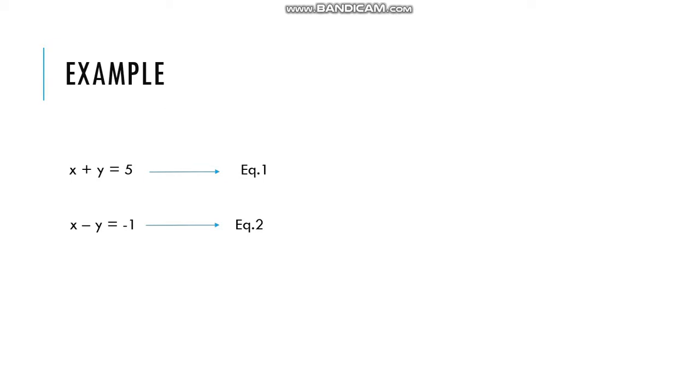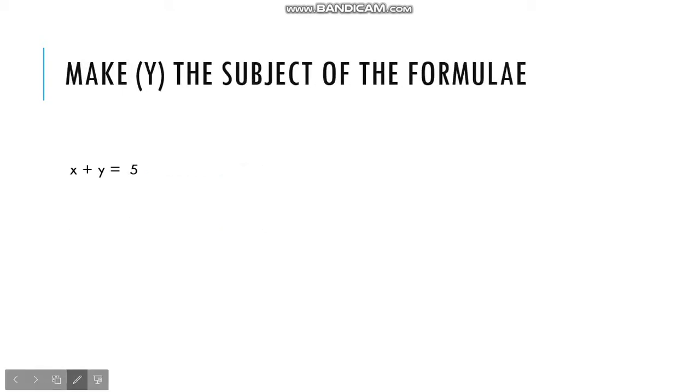x plus y equals 5 and x minus y equals minus 1. Let's start by making y the subject of the formula, by keeping it on the left side of the equation and moving any constants or variables such as x itself to the right side. So y is equivalent to 5. If we move the x here, it becomes negative x, and that is the equation that I can use to draw my graph.